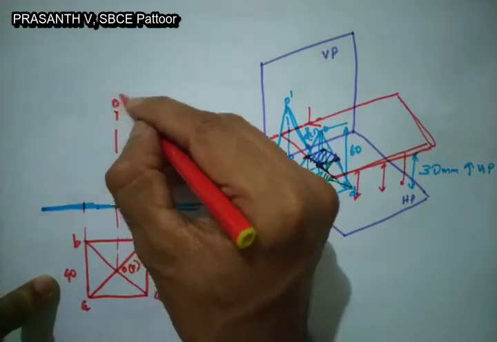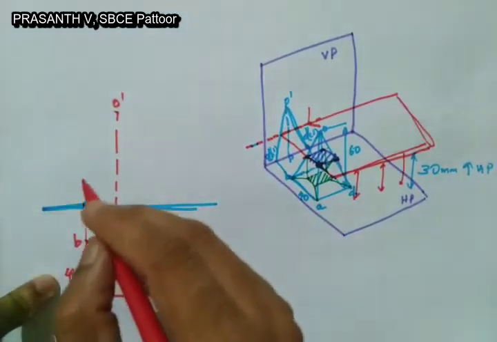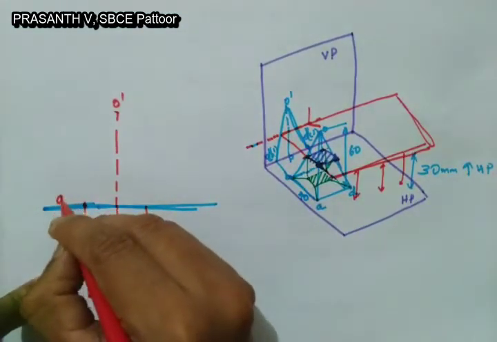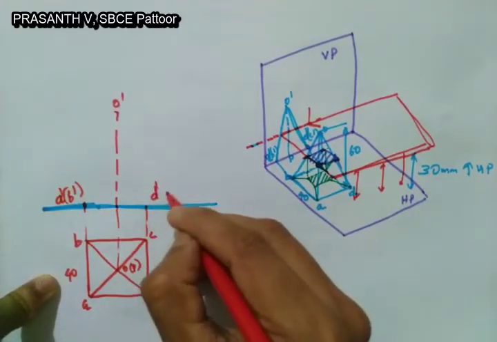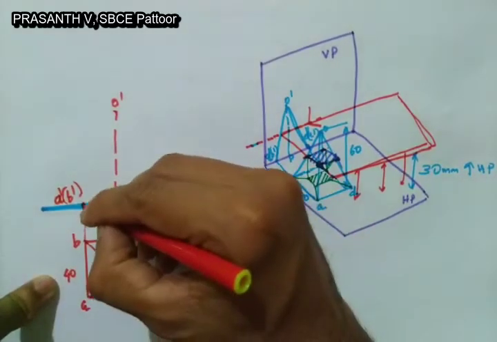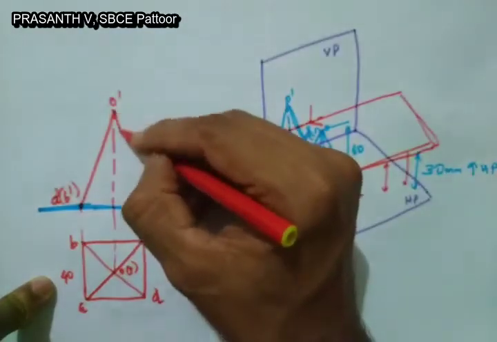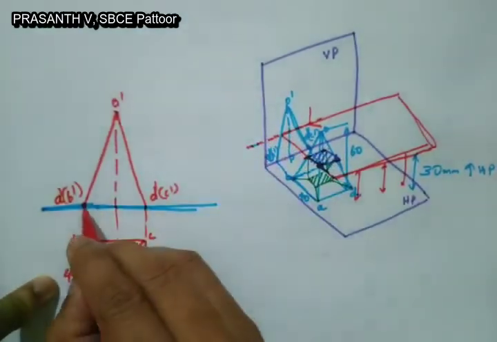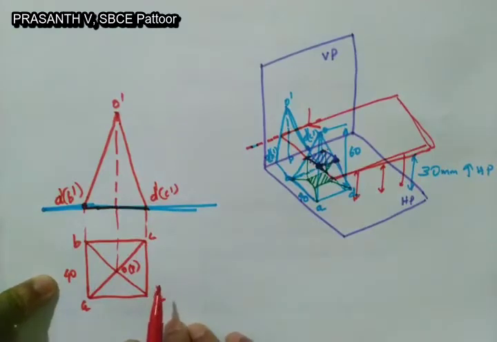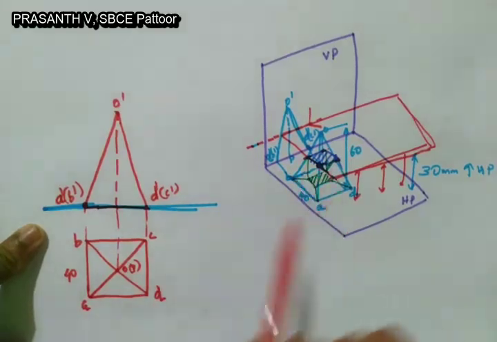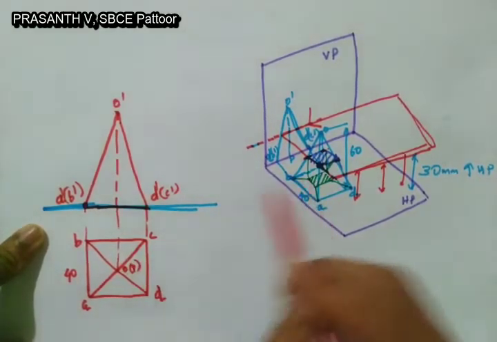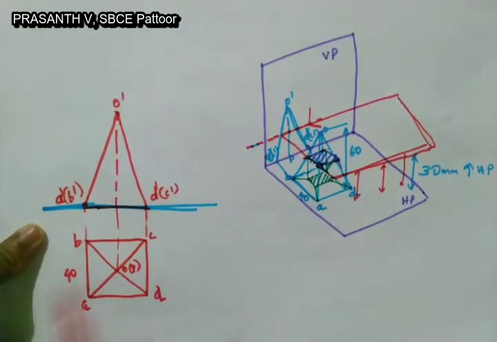Axis is O dash. This point will be A dash in bracket B dash, D dash in bracket C dash. Join. We'll get this simple position. Now we have the simple position front view and top view of the square pyramid, which is resting on HP with one of the base sides parallel to VP.